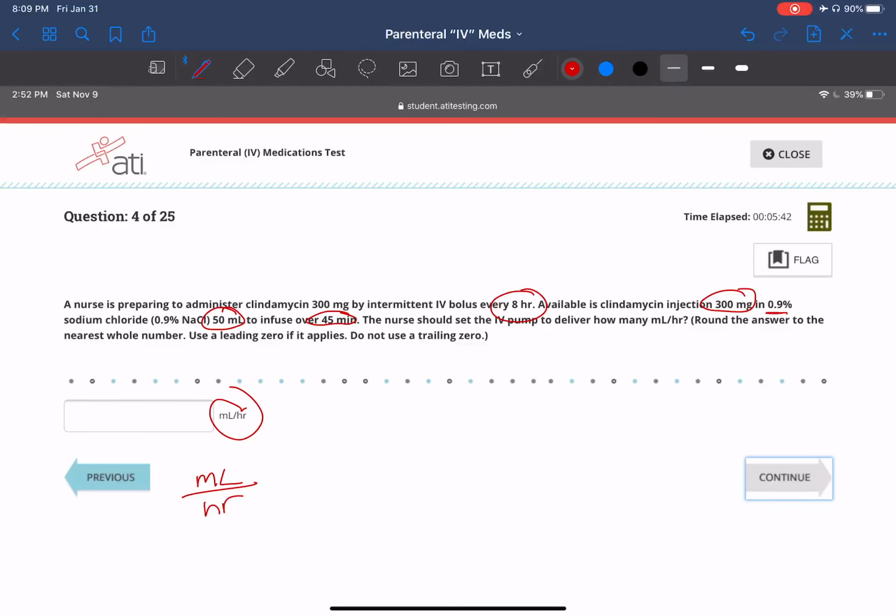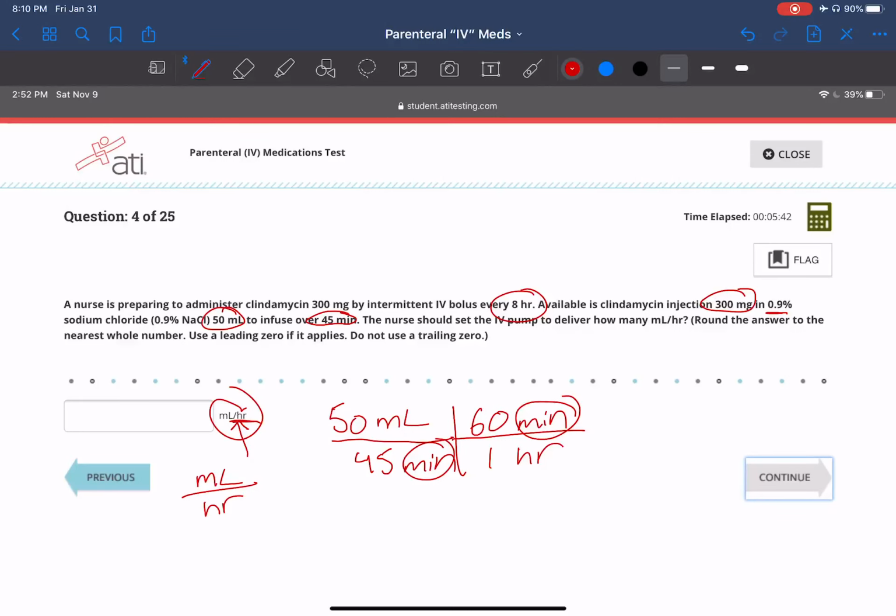ml per hour. So we're looking for that numerator first, which is our ml. So let's find where we have ml in here. And we have it right there, 50 ml, and it's for 45 minutes. And then obviously they're asking for it in hours, so let's convert these minutes to hours. Like we did in the last question, 45 minutes, and then we have 60 minutes. We just want to make sure the minutes are the same because there's 60 minutes in 1 hour.